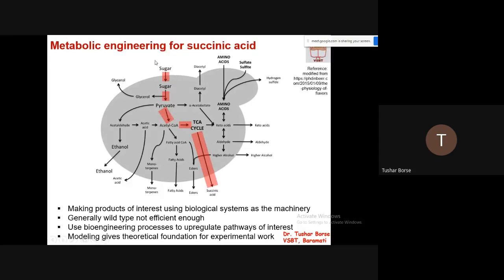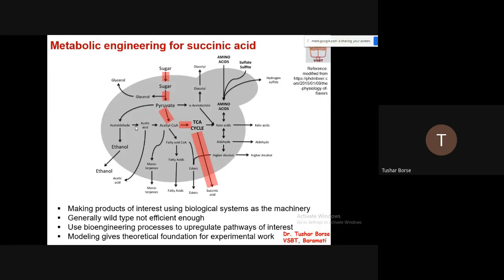Suppose I have identified this path, that I want this pathway to occur at a higher rate, and I want the succinic acid in higher concentration. But if you look here, there are many bifurcations. Like here, some intermediates of the glycolysis go to glycerol. The pyruvate can be converted to acetaldehyde. It can go to alpha acetoacetate. Then acetyl CoA can go for fatty acid synthesis. It can go for the synthesis of monoterpenes, acetic acid, etc. So there are many bifurcations.